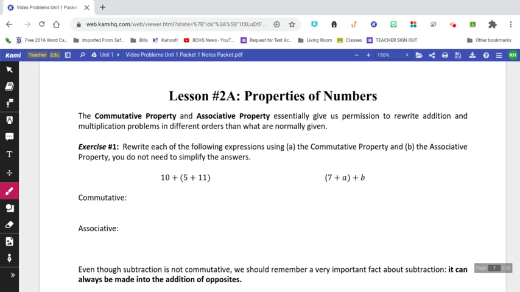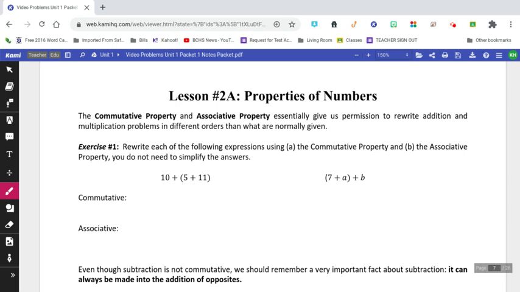So these properties are typically referred to as the commutative property of addition or the commutative property of multiplication, and the associative property of addition and the associative property of multiplication. So it says, rewrite each of the following expressions using commutative and associative. You do not need to simplify the answers. So that just means you don't actually have to put anything in the calculator.